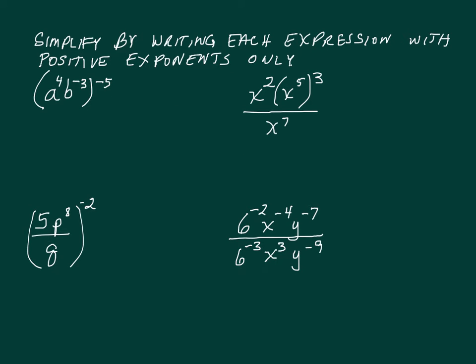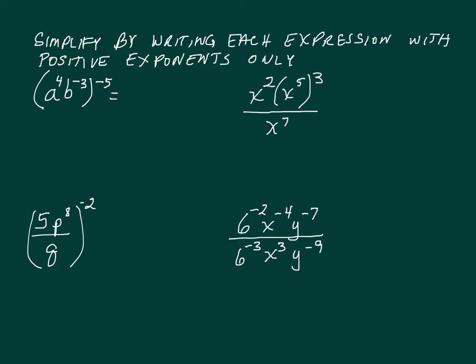Okay, now we're going to simplify by writing each expression with positive exponents only. Now, there are a couple of ways you can do either of these. I'm going to show you one way. I don't want to confuse you with different ways, but if you come across another way, it's the same way, it's just that the steps you take might be in a different order. So what I'm going to do is use the power of a product rule. I'm going to raise the 4a to the 4th power. I'm going to take that and raise that to the negative 5th power.